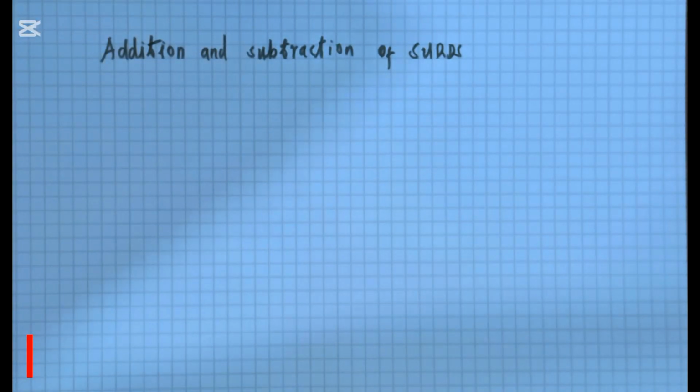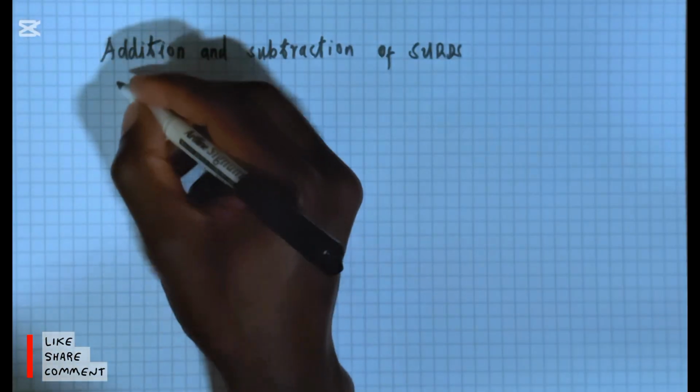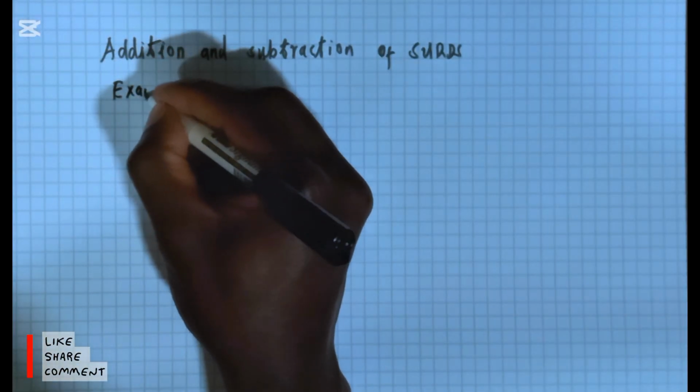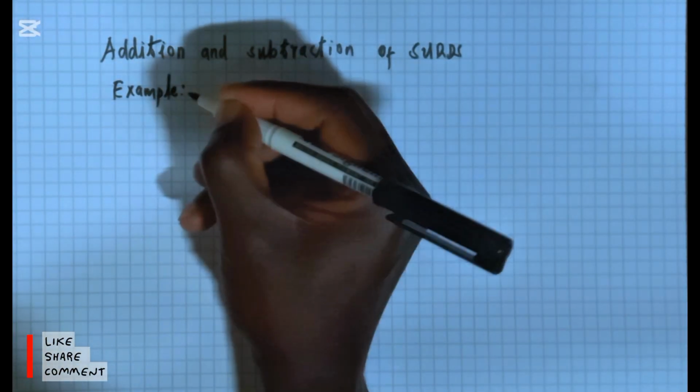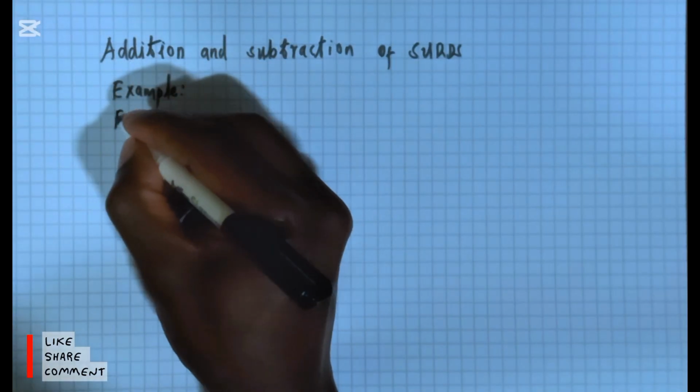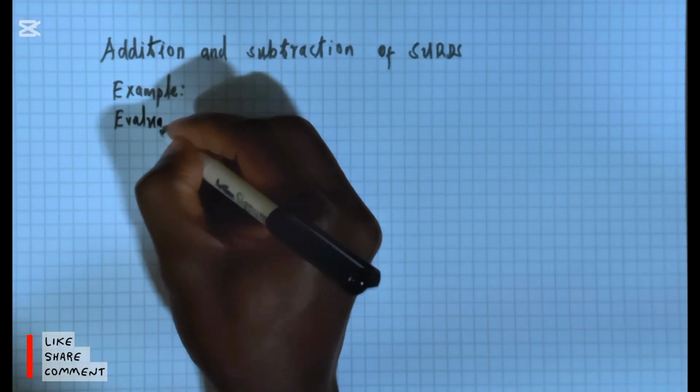So we are going to handle addition and subtraction of surds today. A very simple operation that I believe none of us will have problem handling. So let us go ahead and just see the first example. All right. So then it becomes easy to learn from it. So we are supposed to evaluate from the first example.